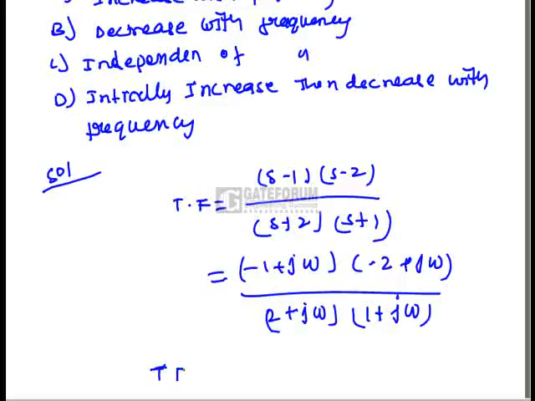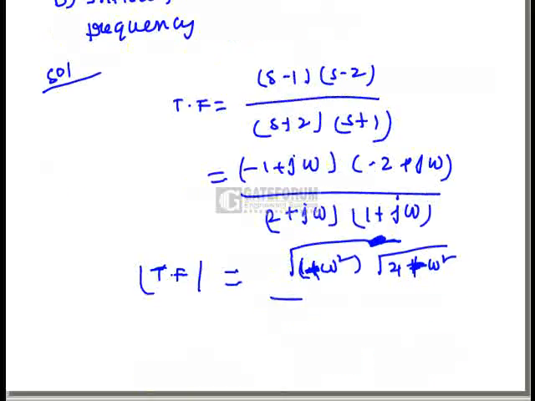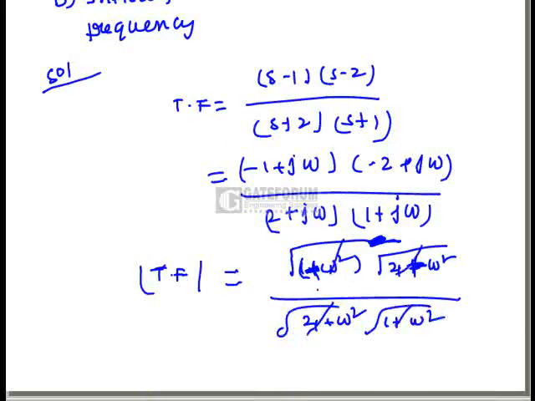1 plus omega square under root, then 2 square means 4, sorry, 4 plus omega square, because j omega whole square means minus omega square. So that by again 4 plus omega square, 1 plus omega square, this will be under root. If you solve this, we will get simply 1.